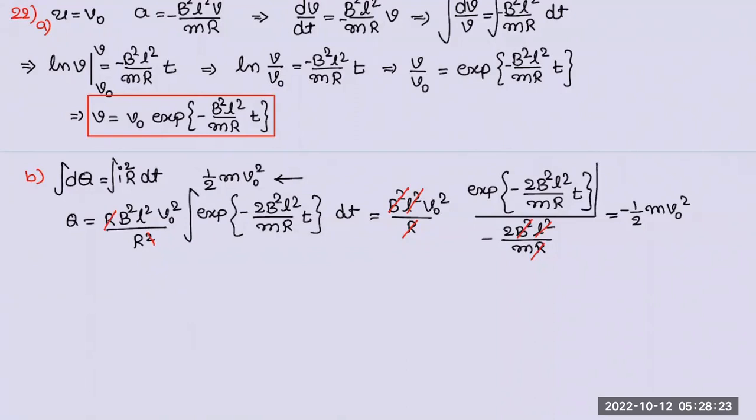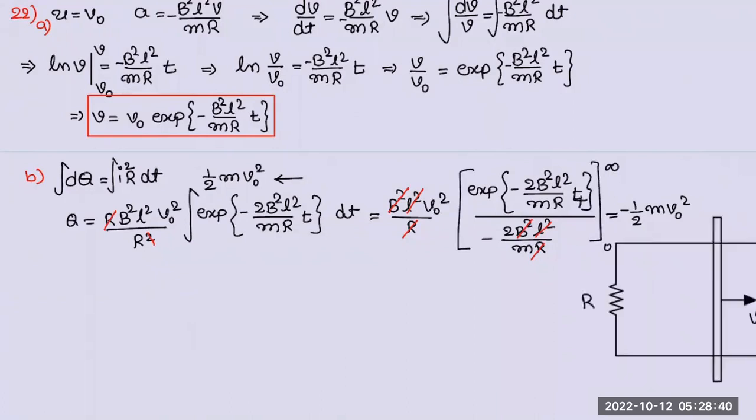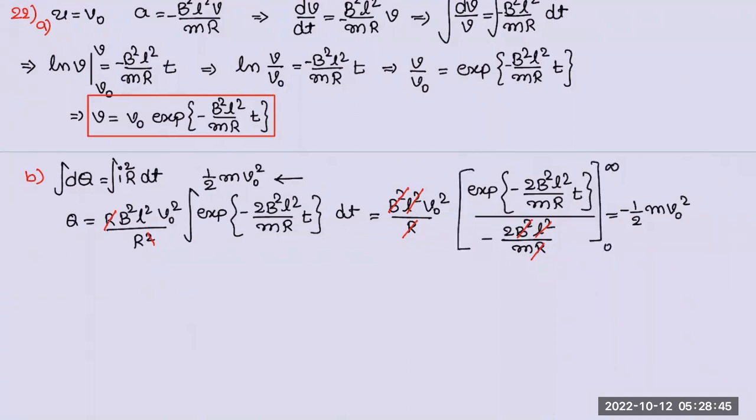Check the boundaries. What do the boundaries tell me? 0 to infinity. Sufficiently long time, we take infinity. When I put 0, e power 0 is equal to 1. Understood. And finally you'll end up at 0 minus 1. So what is the heat liberated? Half m v naught square. Anyway, you will get the same answer. Doesn't matter. Okay. Question number 23.